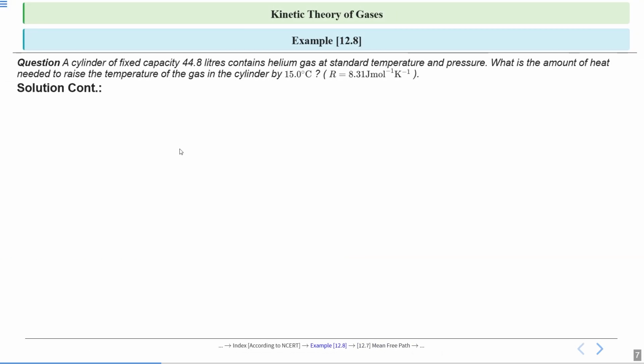Now, to solve this, we will use the ideal gas law. This law relates pressure, volume, and temperature of a gas with the number of moles and the gas constant. So PV equal to mu RT, the ideal gas law. Here P is pressure, V is volume, mu is the number of moles, R is the gas constant and T is the temperature. This equation will help us determine the number of moles of helium in the cylinder.